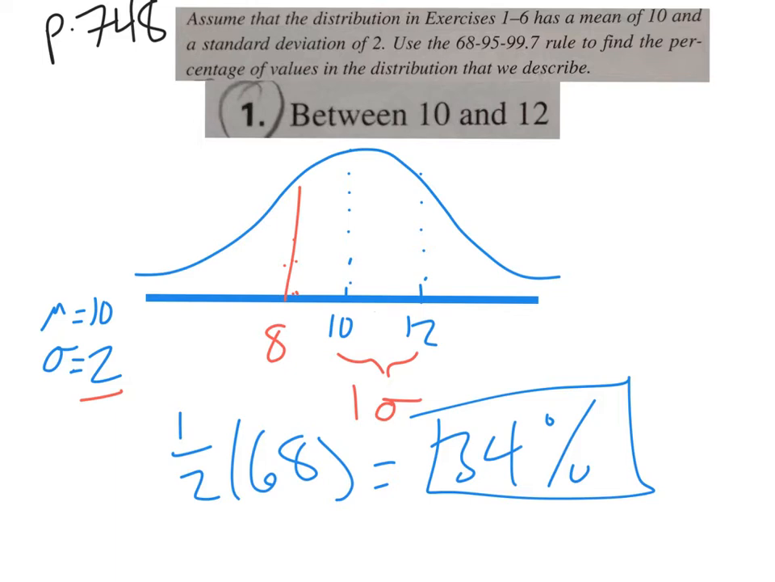So this is one way we could use this rule. We have a range. We know that that's within a standard deviation or so. We can use that rule, do a little bit of basic math to split it up or add or whatever we have to do. In this case, we get 34%.